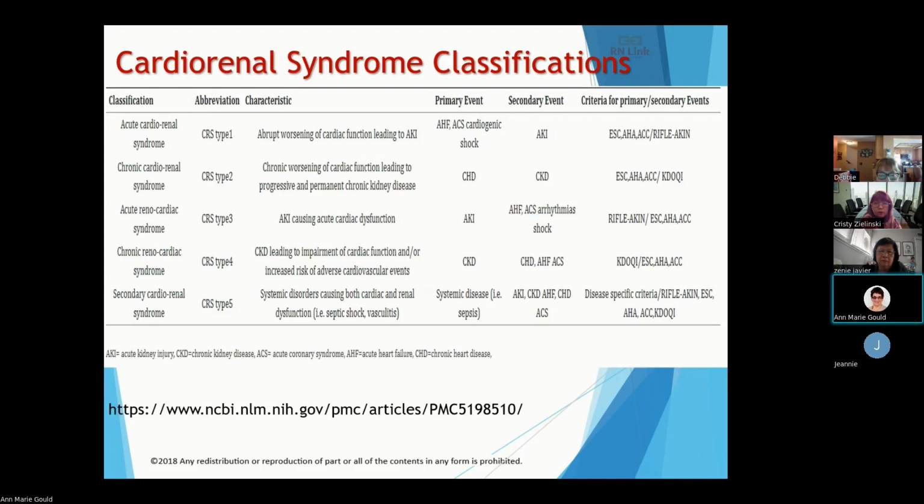And they gave you the references, what they used: the RIFLE criteria, the KDIGO, American Heart Association, ESC. I'm not sure which organization that is. That could be a European cardiology group or something, ESC. But I thought it was really interesting to see, okay, they're coming in the door with this. And if you've got cardiology on the case and you've got renal on the case, this is a really good cheat sheet to have too, I think.